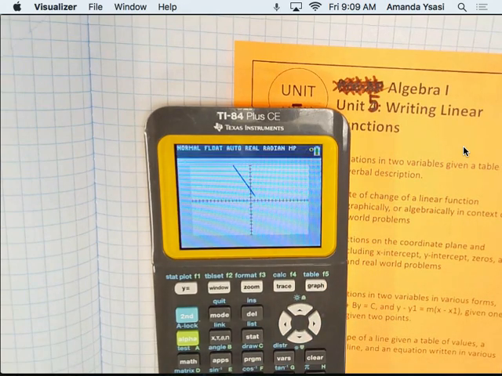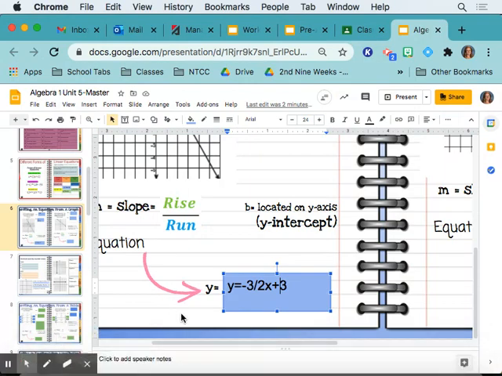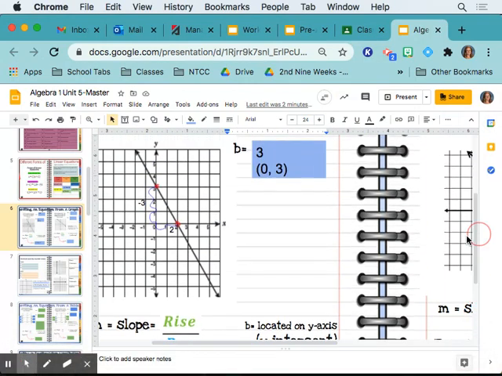And then watch it be graphed. It should be the exact same. So see how it crosses at the 3 for the y-intercept? Crosses at the 2 for the x-intercept. So if you look back over here, it is the same exact line.